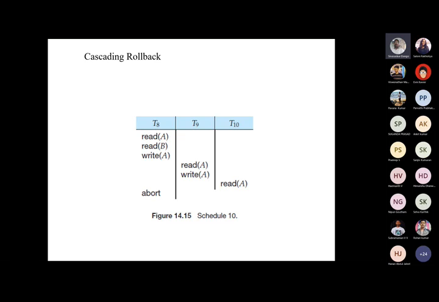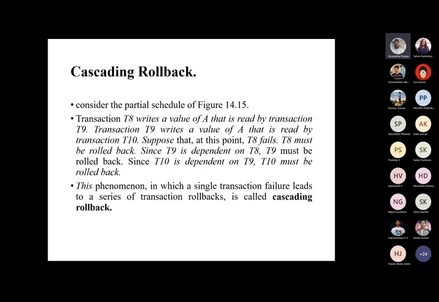So a single transaction failure in this case has led to a series of rollbacks. It's known as cascading rollback. This phenomenon in which a single transaction failure leads to a series of transaction rollbacks is called cascading rollback.